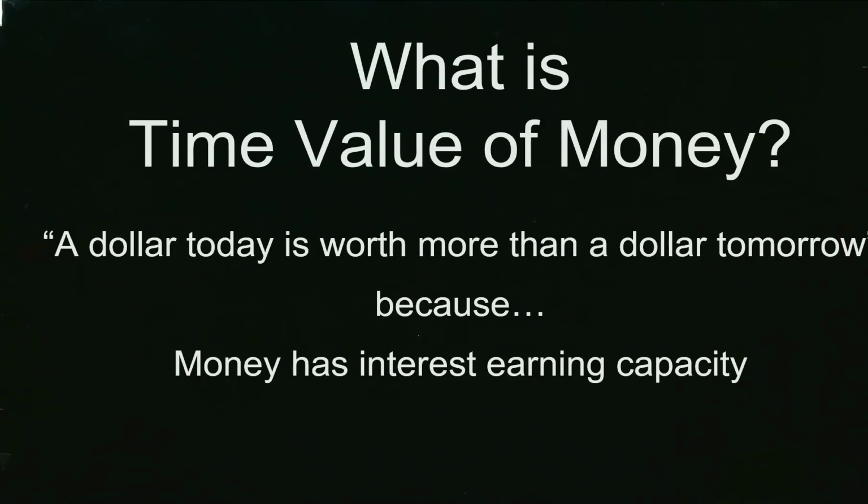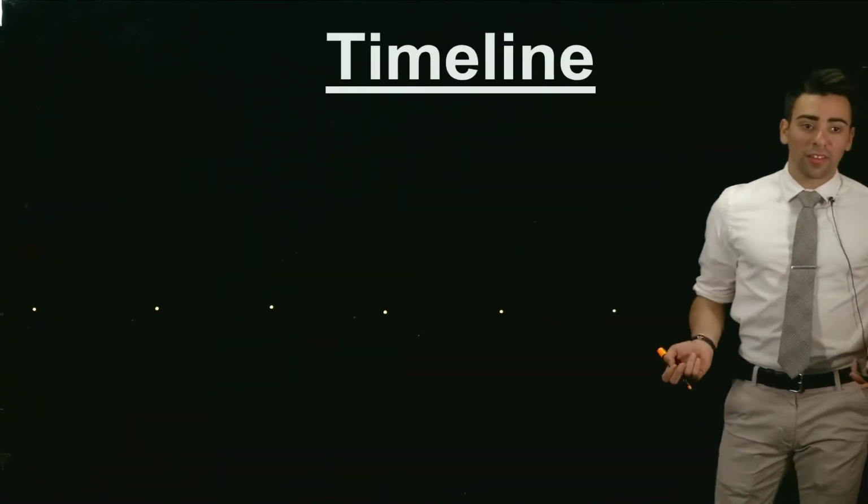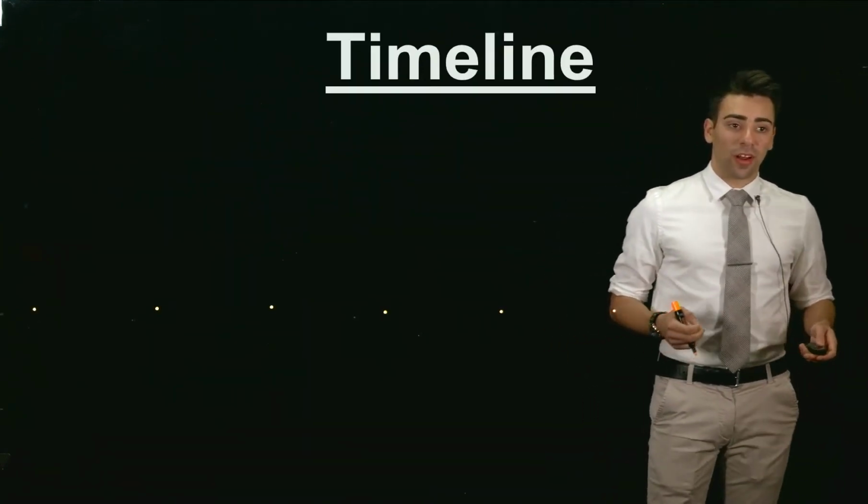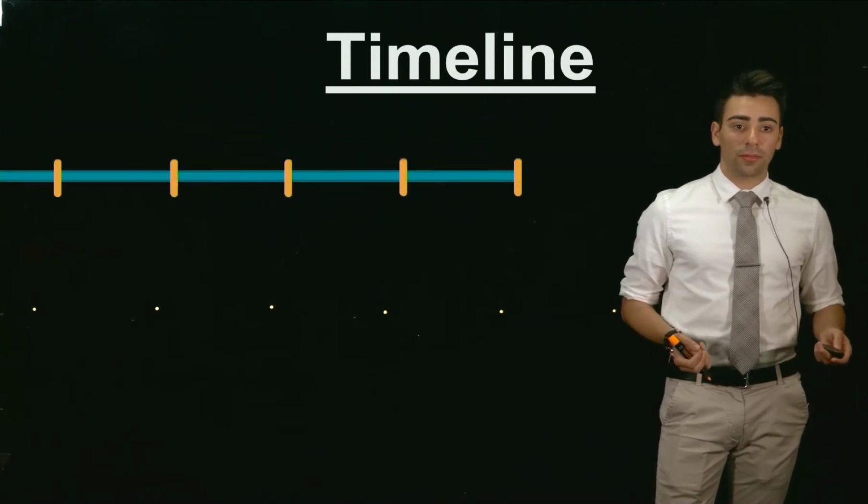To put it simply, this is a famous quote: a dollar today is worth more than a dollar tomorrow because money has interest earning capacity. This can be demonstrated using a timeline. Let's take a look at a visual representation of time value of money using a timeline.